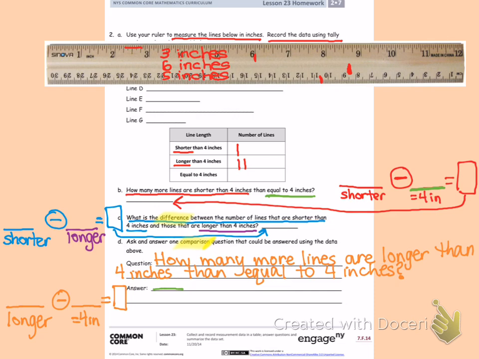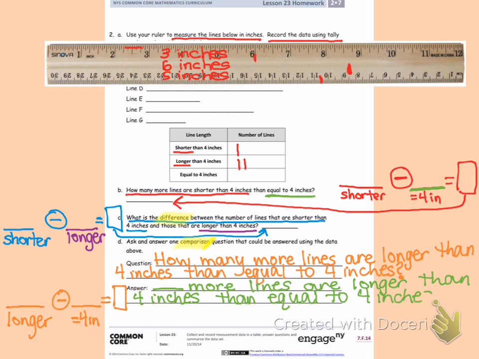Blank more lines are longer than 4 inches than equal to 4 inches. This number goes right there. All right, the rest is up to you. Good luck.